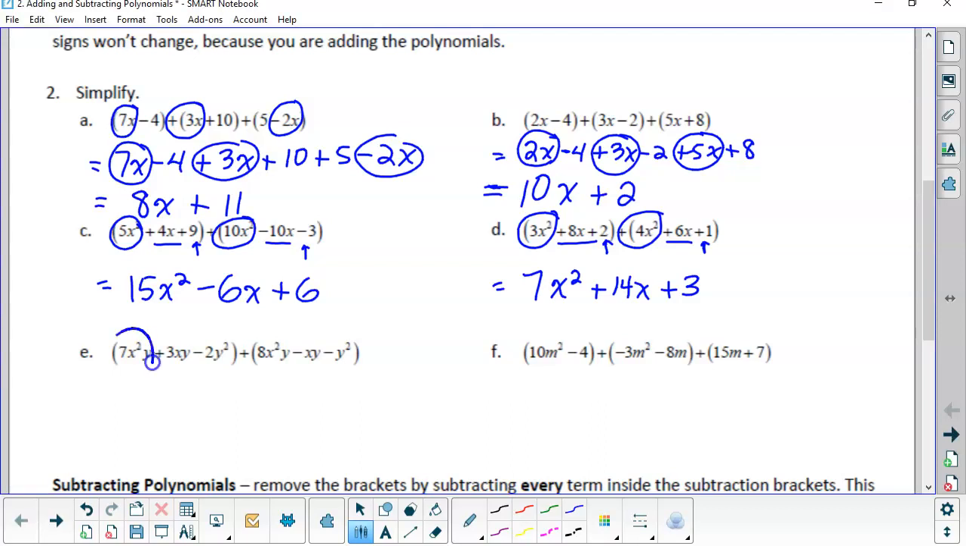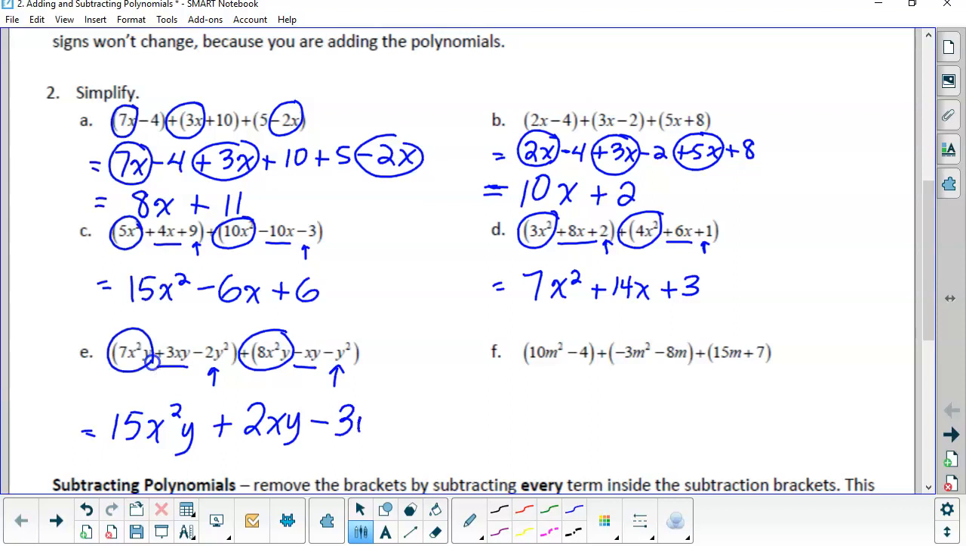Okay, so x squared y with x squared y, xy with xy, y squared with y squared. So 7 plus 8 is 15, x squared y. 3 minus 1 is 2, xy. And negative 2 minus 1 is negative 3, so minus 3, y squared. Notice the degree. Degree 3, degree 2, degree 2. Okay? So the degree 2 you could switch around, but again, this has an x in it, so I'm going to put that term first.